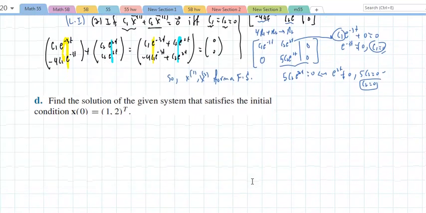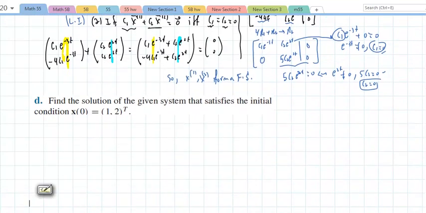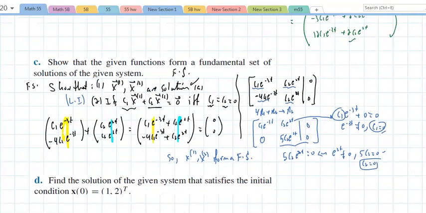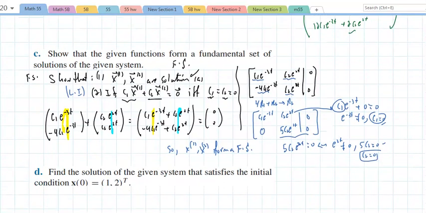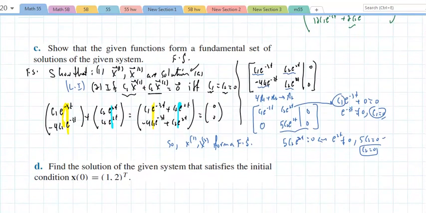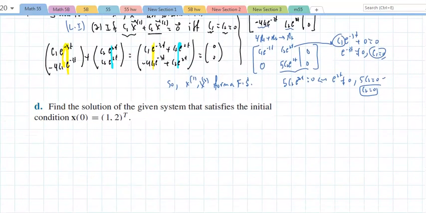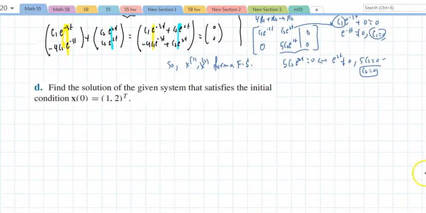I'm sorry, I forgot to mention, you could have used the wronskian. You could have used the wronskian and shown it doesn't equal 0, just like we did back in the days. That works as well. And here they say, find the solution of the given system satisfying the initial condition.